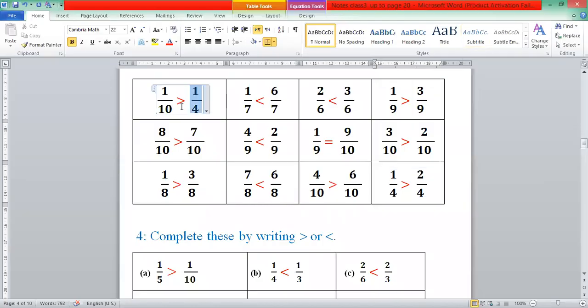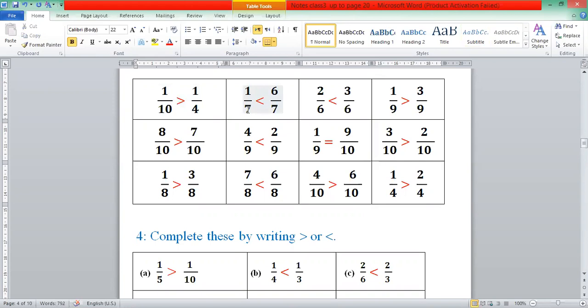In the first box, we have 1 over 10 is greater than 1 over 4. 1 over 10 means one part out of 10, and 1 over 4 means one part out of 4. So 1 over 10 is smaller and 1 over 4 is greater. Therefore, what is written, 1 over 10 is greater, makes this statement false. So we cannot color this.